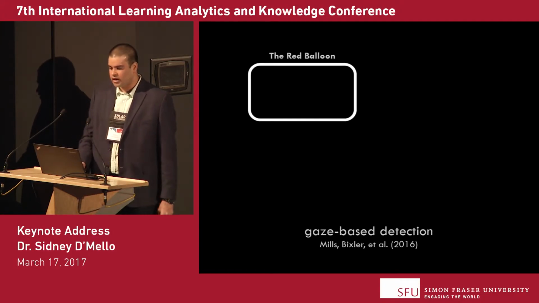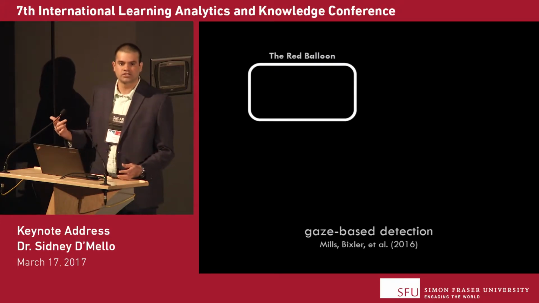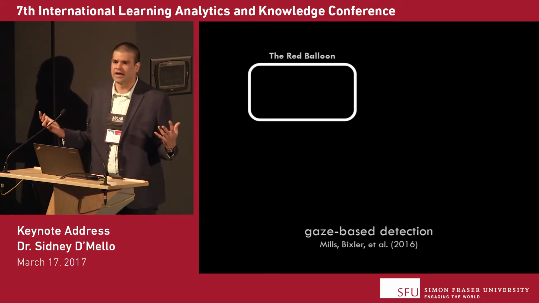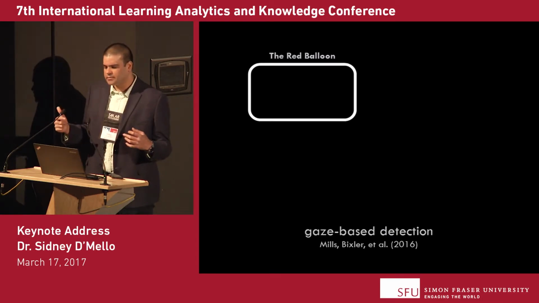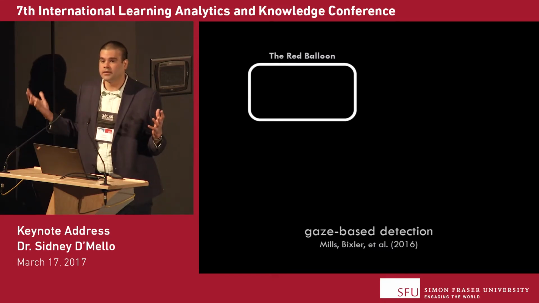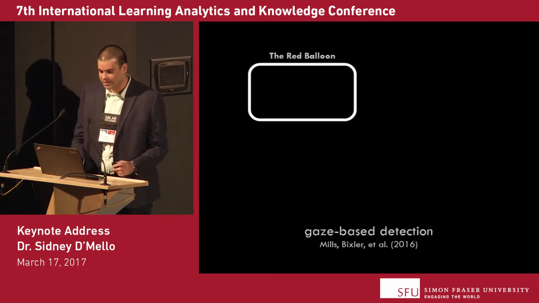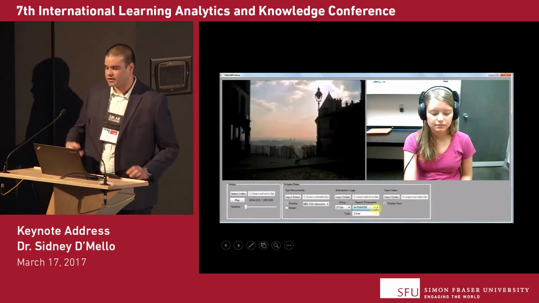So in this case, people are watching this movie. We use this movie. It's widely used in narrative film comprehension. It won an Oscar in 1955. It's about a boy, and he follows this balloon. It's cool. It's short. The balloon has a life of its own. Some people find it annoying. Some people find it charming. I find it charmingly annoying. But there's very little dialogue. It's something like this. And this is one of our participants.